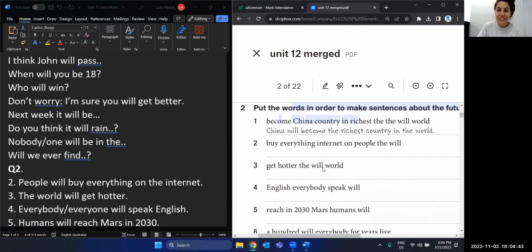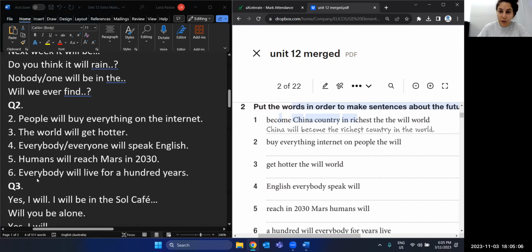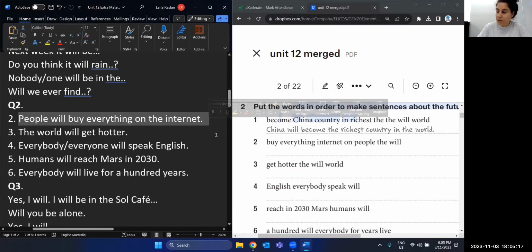Now let's put the words in order. So we've got number 2, they did it for us. China, that's a subject, will become the richest country in the world. Number 2, we need a subject. People will buy everything on the internet. So subject, people, will, verb.